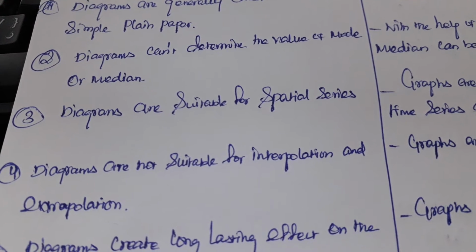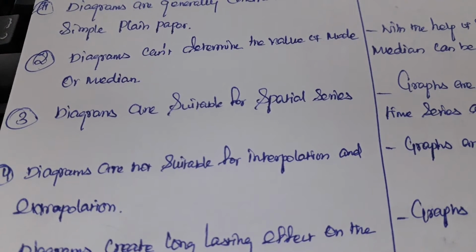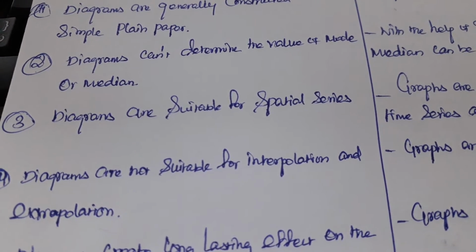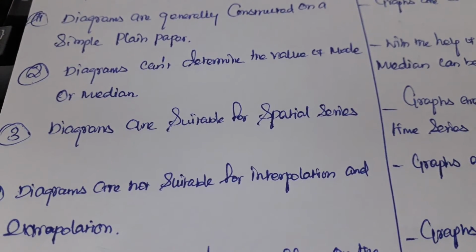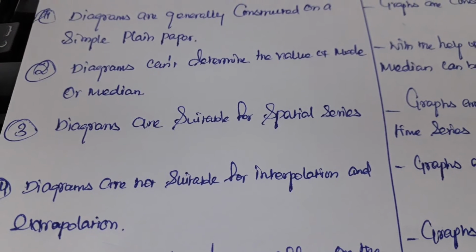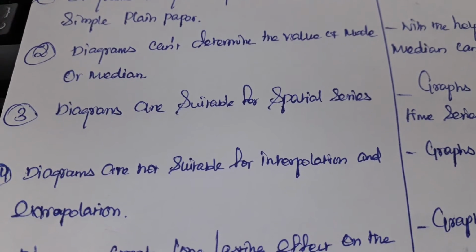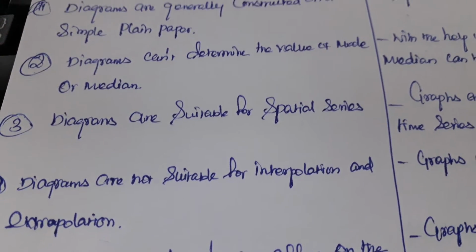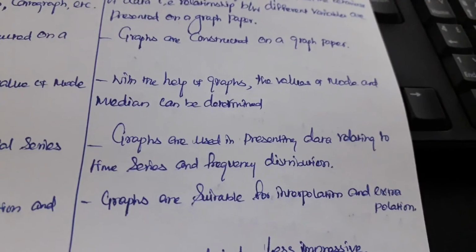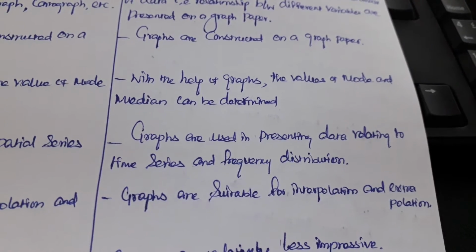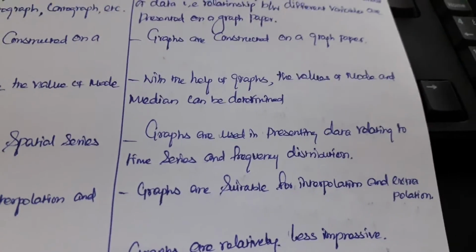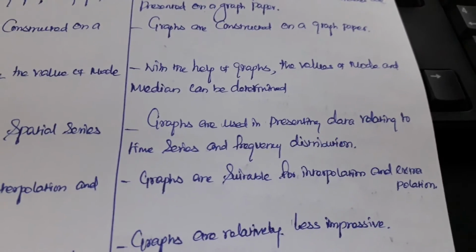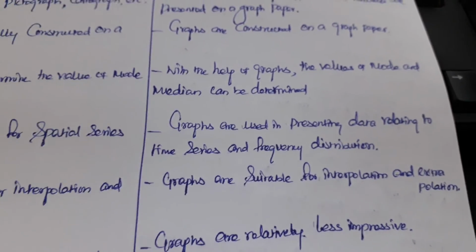The third point is diagrams are suitable for spatial series. Spatial series means that series changes from place to place. That is spatial series. In spatial series, we can use the diagrams. But graphs are used in presenting data relating to a time series and the frequency distribution. It is all the statistical method in which we can use the graphs.